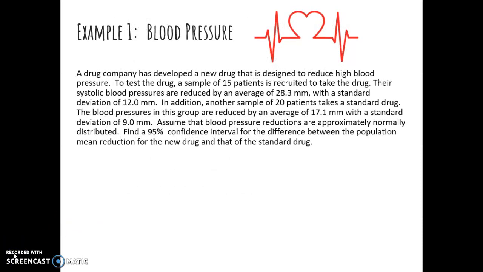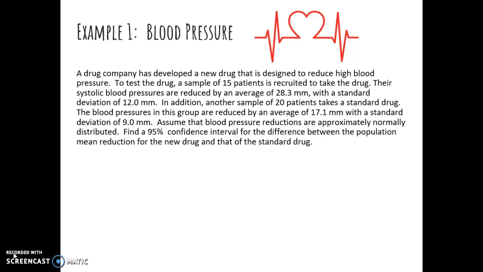Okay, look at example 1 for confidence intervals, blood pressure. A drug company has developed a new drug that is designed to reduce high blood pressure. To test the drug, a sample of 15 patients is recruited to take the drug. Their systolic blood pressures are reduced by an average of 28.3 millimeters with a standard deviation of 12.0 millimeters. In addition, another sample of 20 patients takes the standard drug. The blood pressures in this group are reduced on average by 17.1 millimeters with a standard deviation of 9.0 millimeters. Assume the blood pressure reductions are approximately normally distributed.